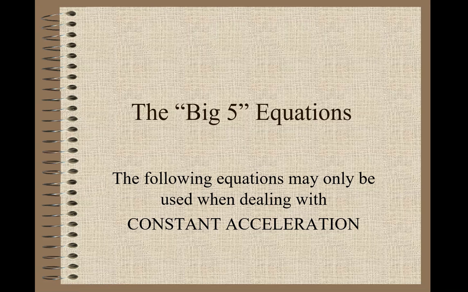The following equations may only be used when dealing with constant acceleration, which is what we're going to be doing here. When you take AP Physics C next year or go on to college level physics, you'll learn about situations where acceleration is not constant. Actually, we will do a non-constant acceleration later on this year, uniform circular motion, but we'll talk about different equations by the time we get there. Okay, so here are the big five.